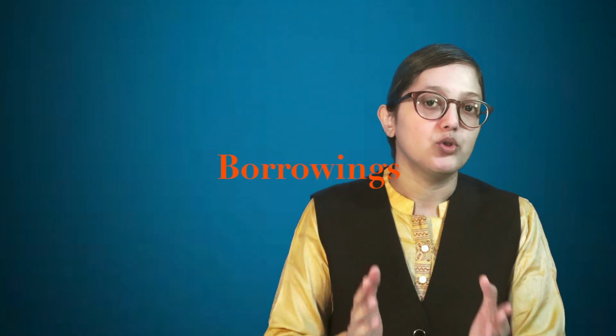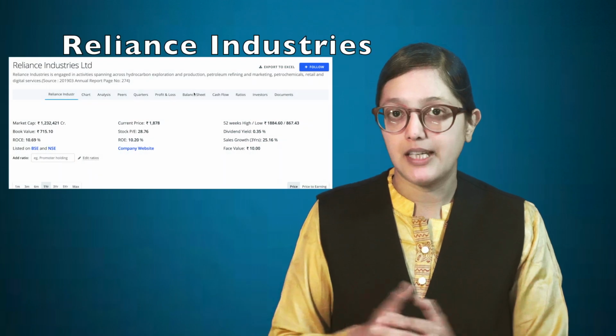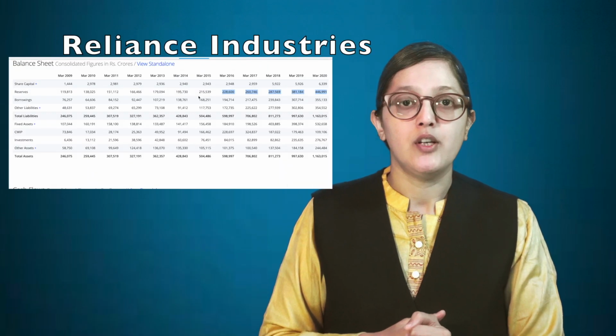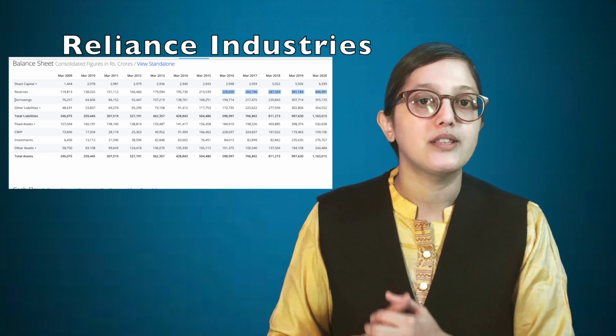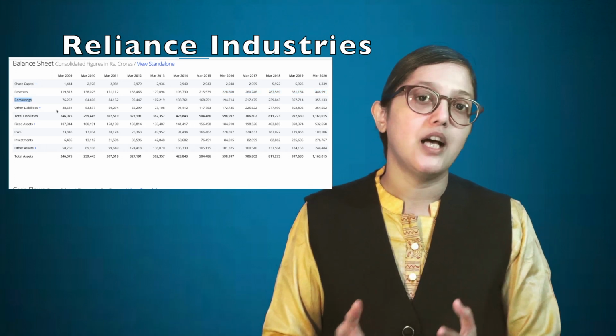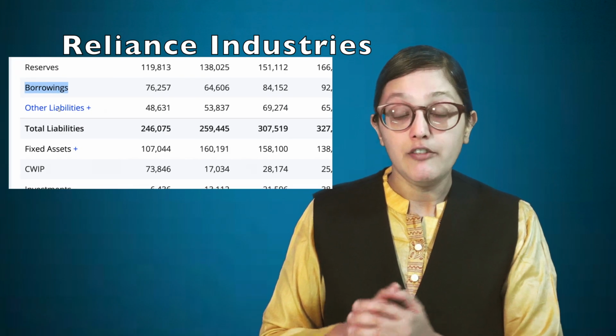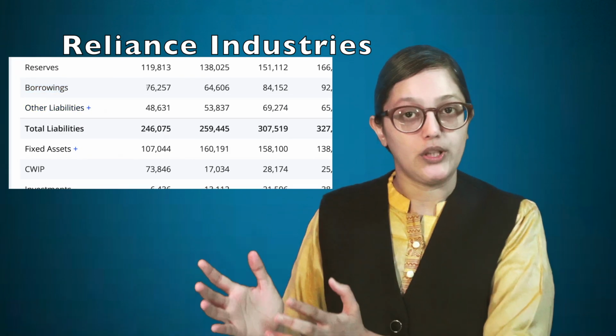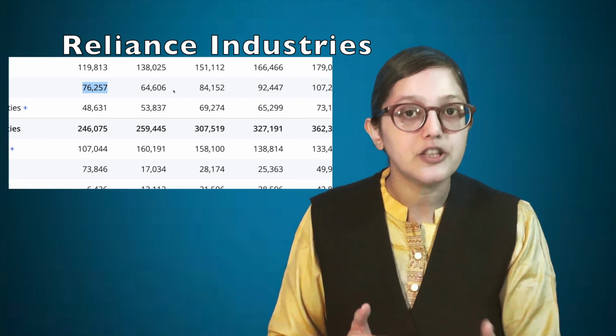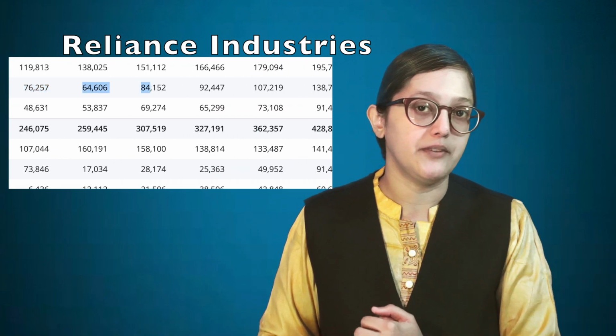Now, after dividends, you will have to go to the borrowings. That is available in the same chart of balance sheet. So look at the extent of borrowings in the company. Borrowings are loans which are taken from the financial institutions. If there is a sudden increase in borrowings, while the reserves are reducing, it is not a good sign.